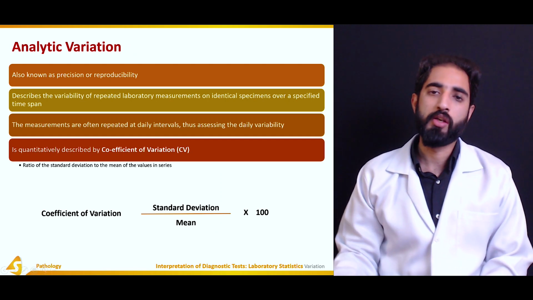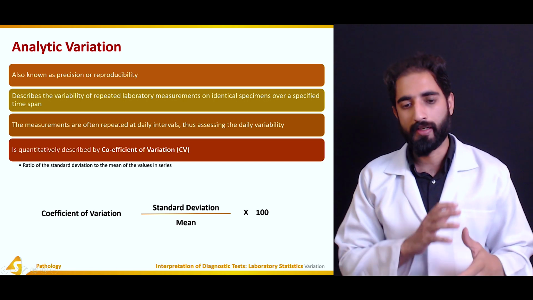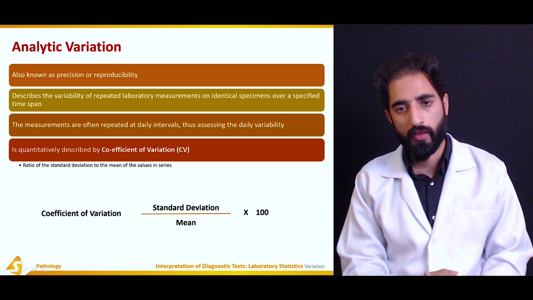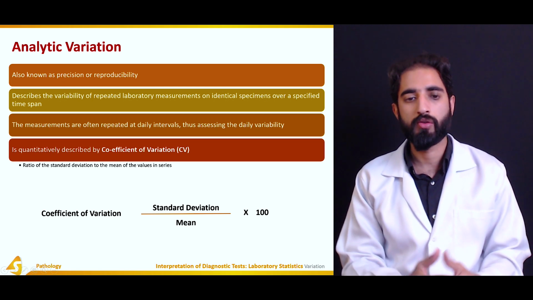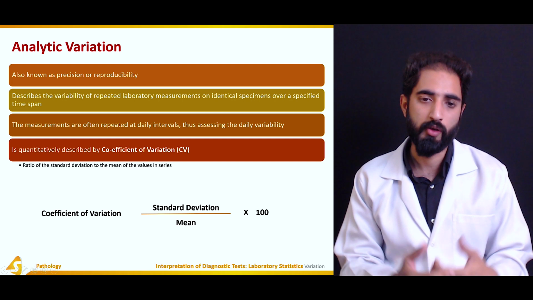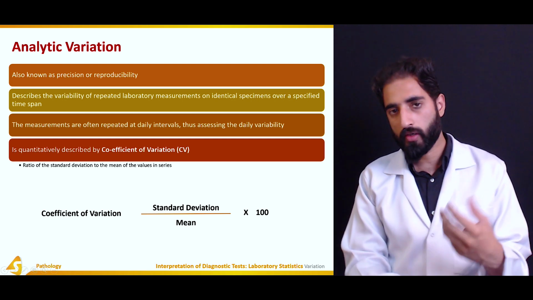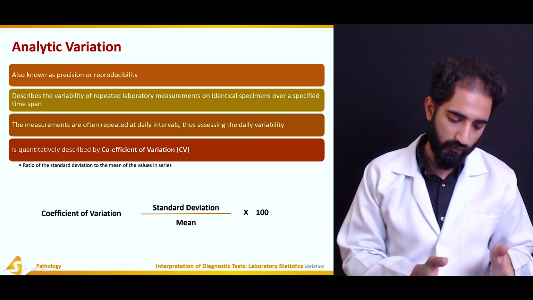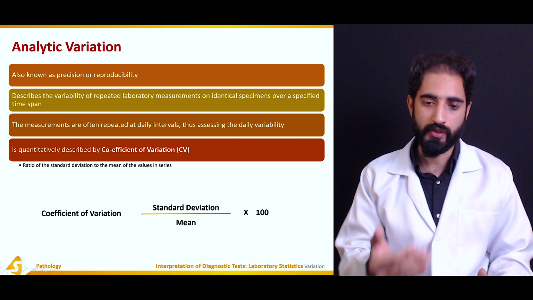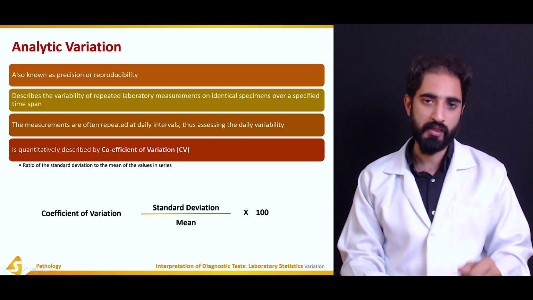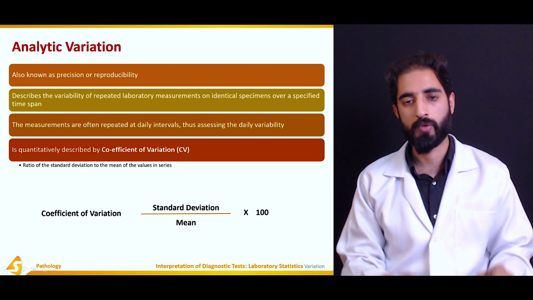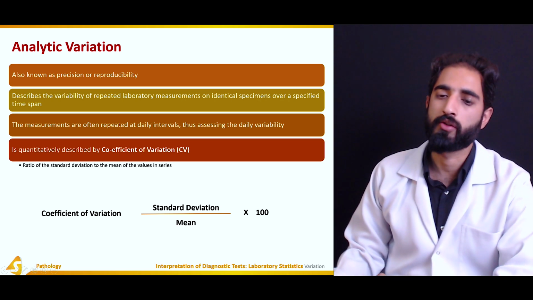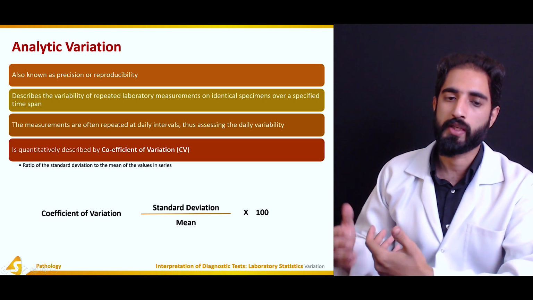Now, the other type of variation is the analytic variation. It is more statistical and quantitative in nature, and it is also known as precision or reproducibility. In terms of research, we also like to call it reliability. For example, if we measure something at one instant and then we measure again and it gives us the same result, then we say that this outcome measurement or this lab test is highly reliable. Now, analytic variation describes the variability of repeated laboratory measurements on identical specimens over a specified time span.